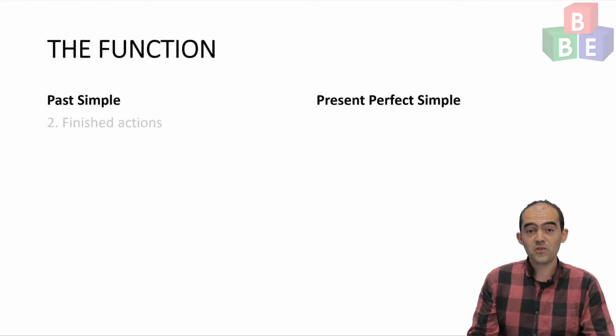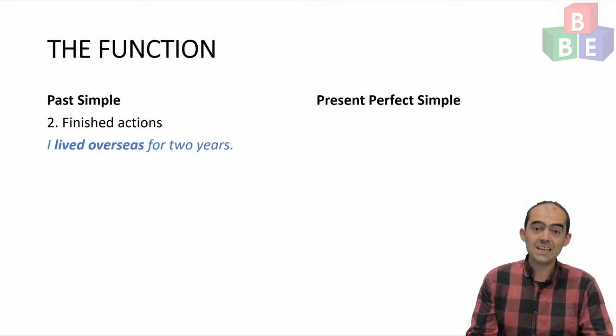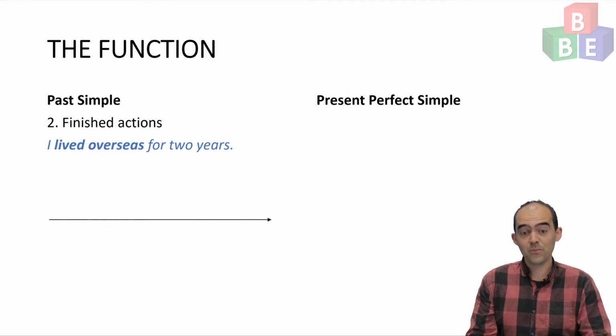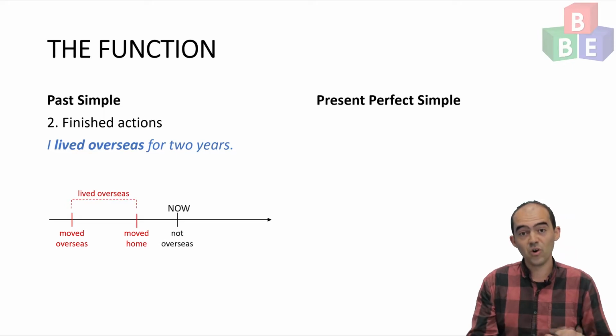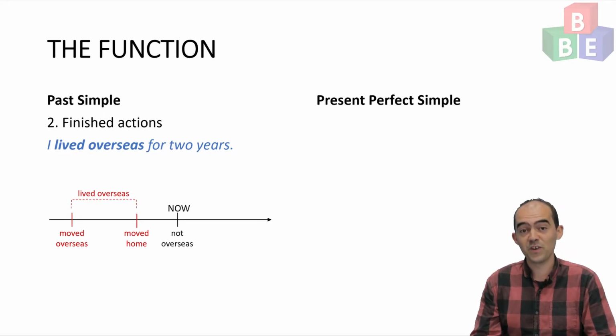Secondly, we use the past simple to talk about finished actions. I lived overseas for 2 years. So at some point in the past, I moved overseas, and then I moved home. I came back. That is finished, but during that period, I lived overseas. And now, I do not live overseas. It is finished.